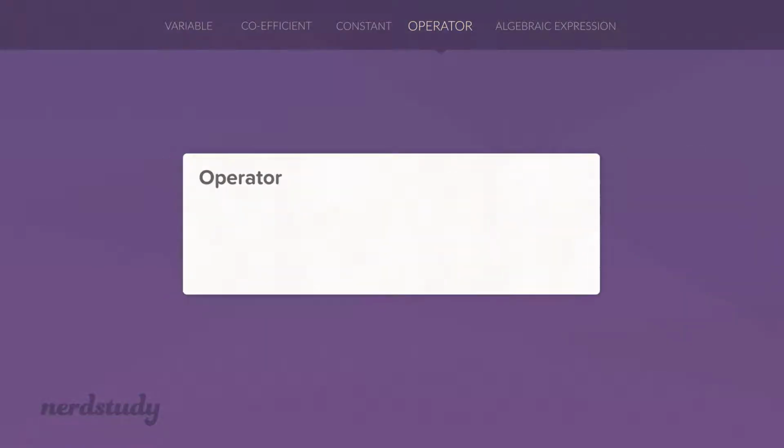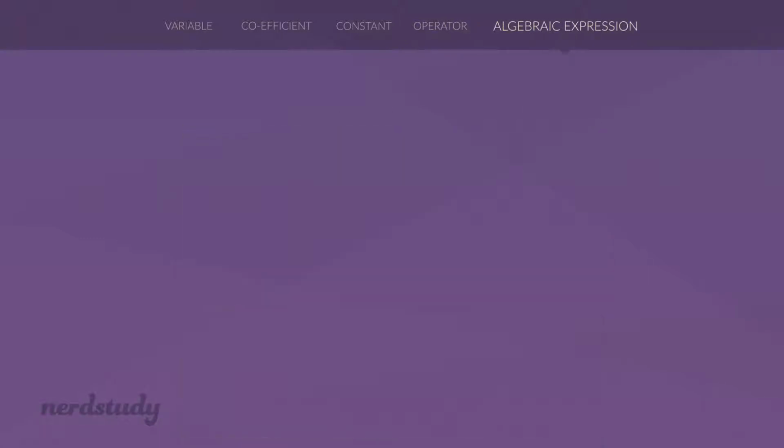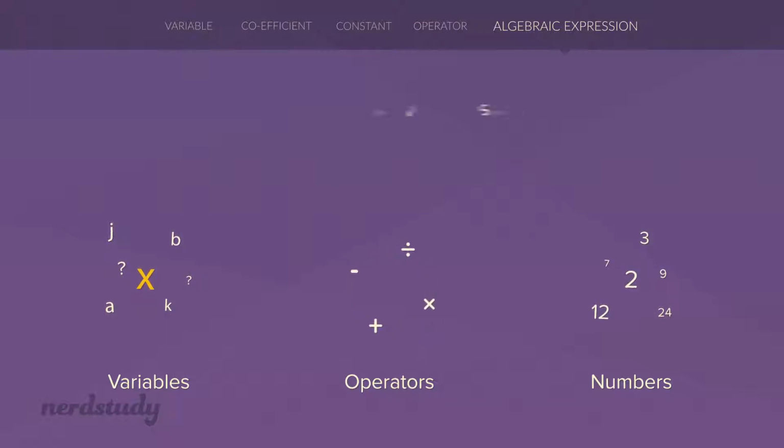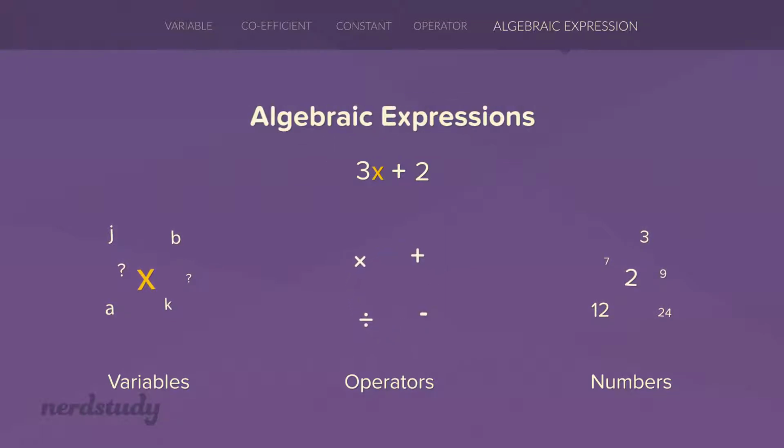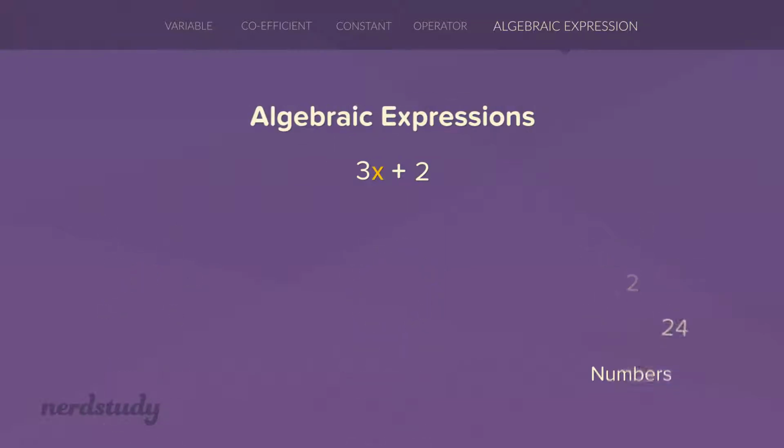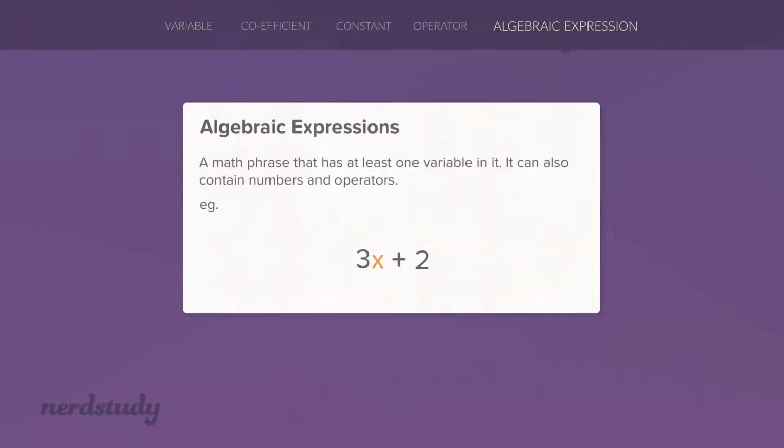Next up is an operator. A division sign, a multiplication sign, an addition sign, and a subtraction sign. These are all called operators. Now, you might have seen variables, numbers, and operators come together to form math phrases such as 3x plus 2. These are called algebraic expressions. An algebraic expression is a math phrase that has at least one variable in it, and it can also contain numbers and operators. Now, because it has a variable in it, its final value can vary.